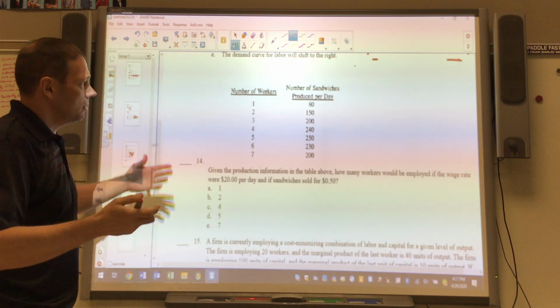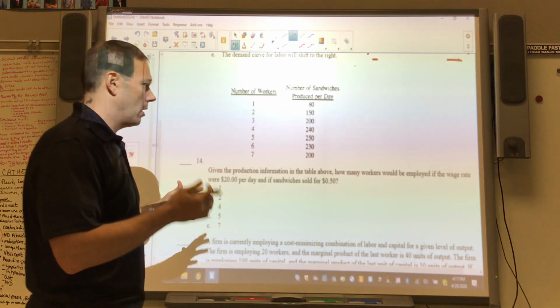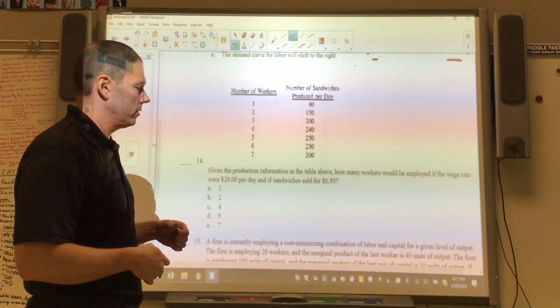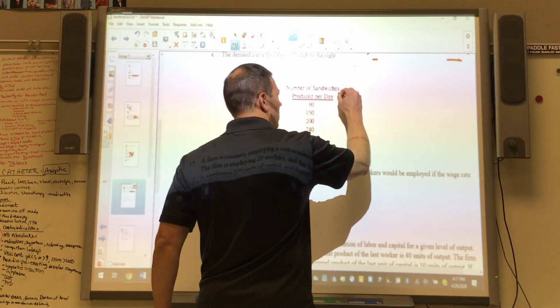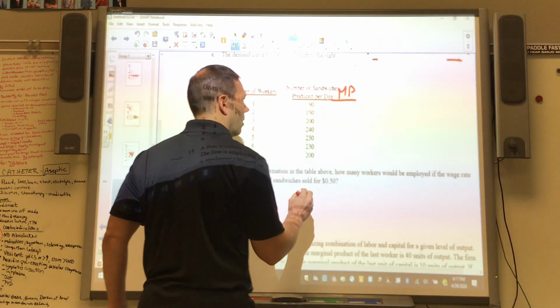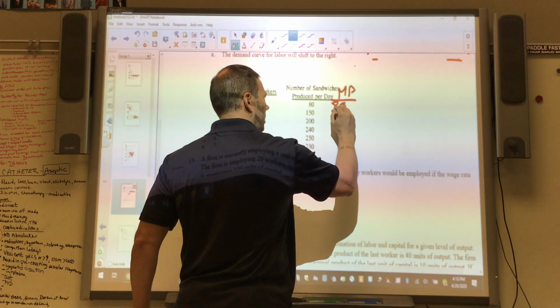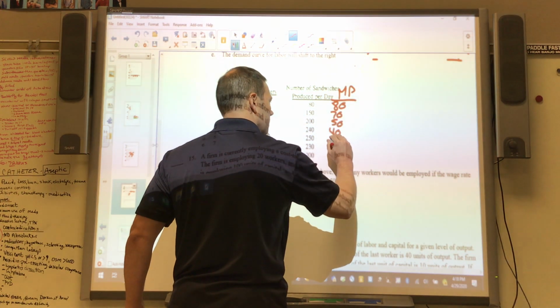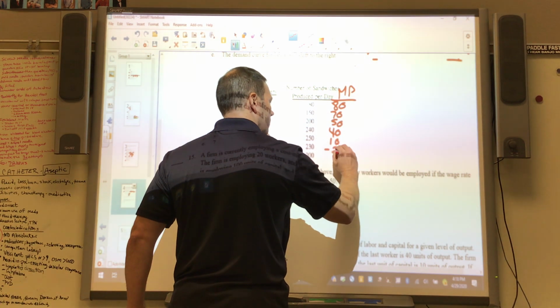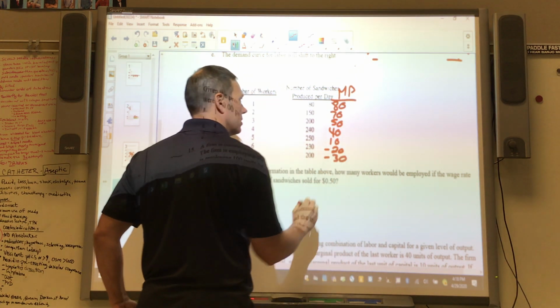All right, number 14, here's a fun one. This is going to be our MRP equals MRC rule, and so the first thing we have to figure out is MRP. Well, they give us total sandwiches produced, so the first thing we have to do is figure out our marginal product. Okay, so 80, 70, 50, 40, 10, negative 20, negative 30 is the marginal product.